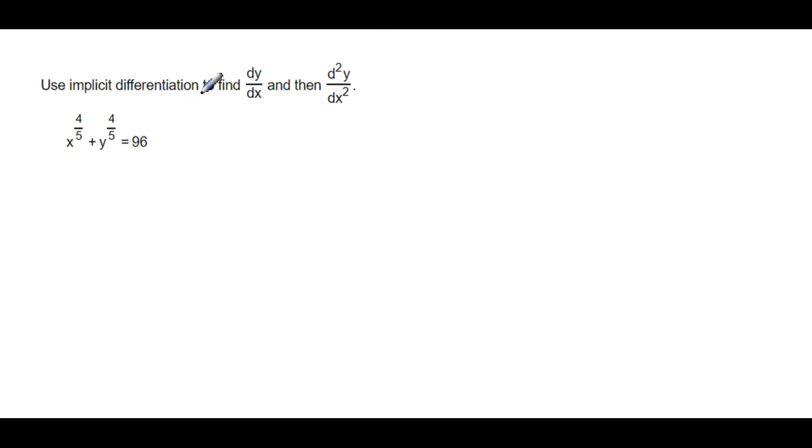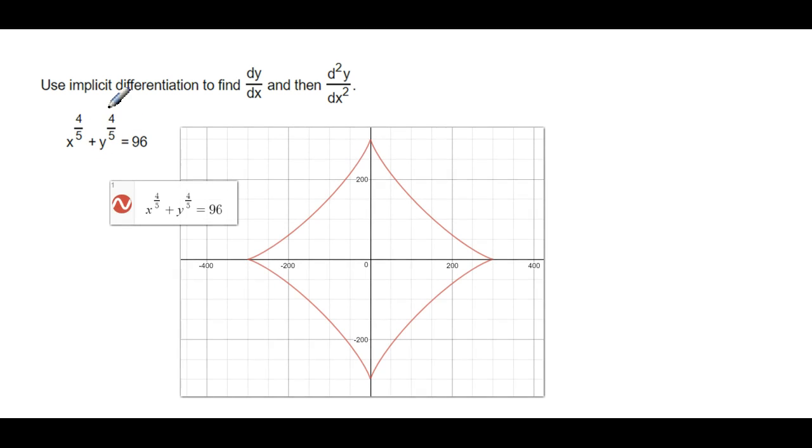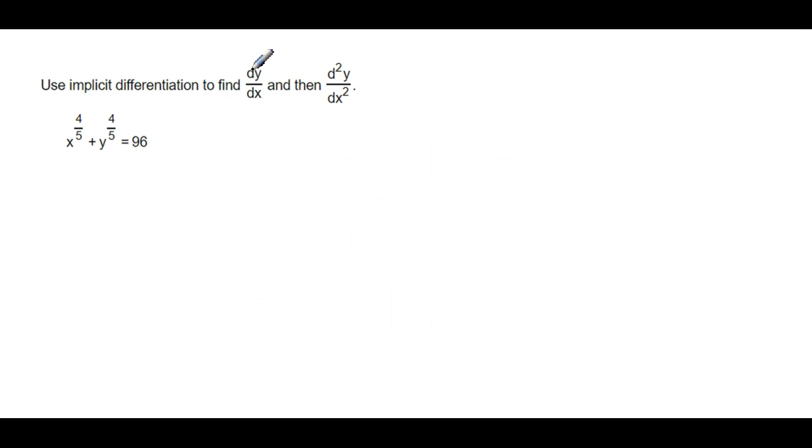So we're using implicit differentiation to find dy/dx and then the second derivative. Now, this is the graph of something that is not a function. So we need implicit differentiation to find those tangent line slopes. So let's go through the process and find dy/dx first.